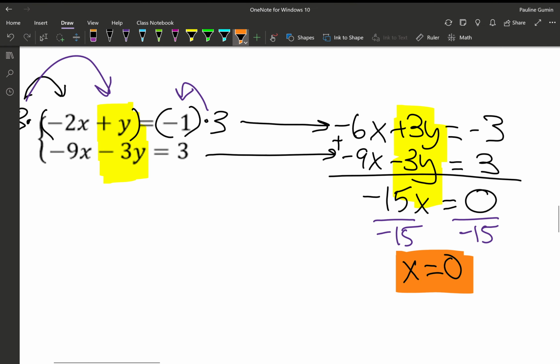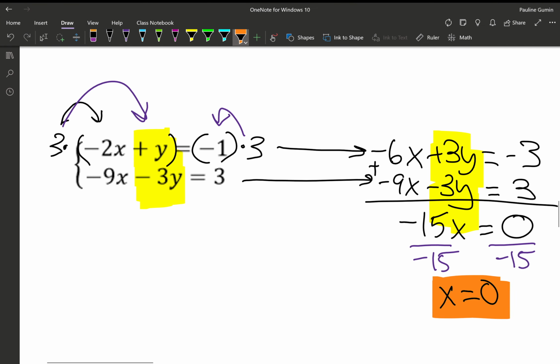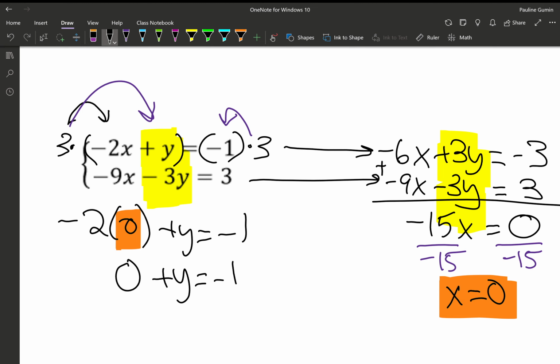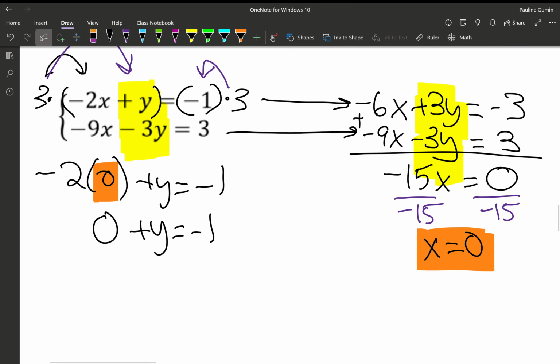We can use either equation. Let's use the top original. So again, as long as you use the originals, you're good. So instead of x, we have a 0. Negative 2 times 0, plus y equals negative 1. Negative 2 times 0 is 0. Well, that's silly to write, but I'm writing it anyways. y equals negative 1. We don't even need that 0. I'm tempted to erase it, but I want to show you. All right. So our answer, 0, negative 1.